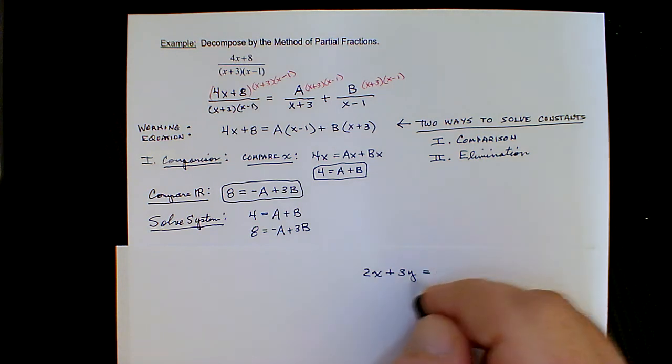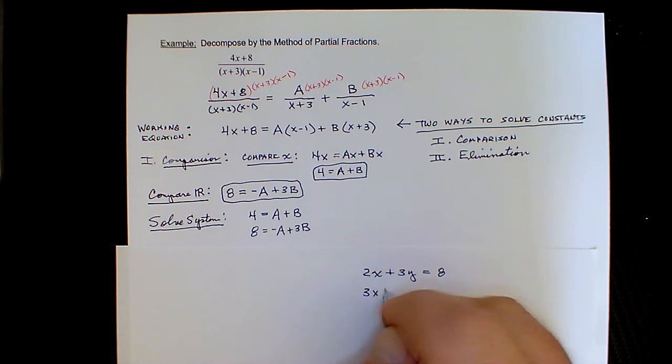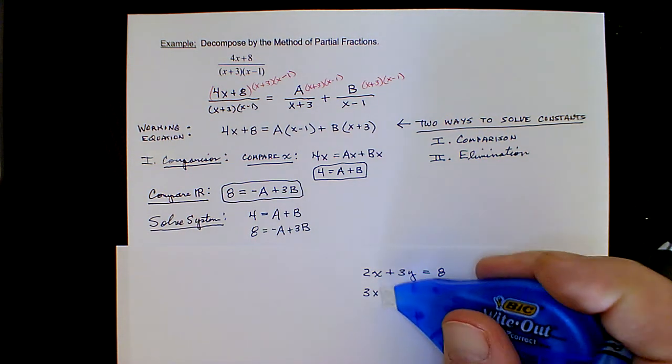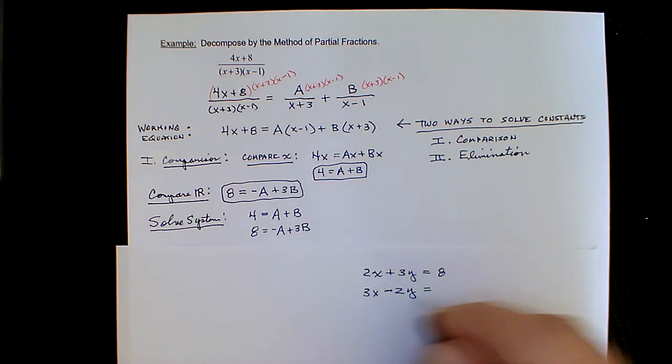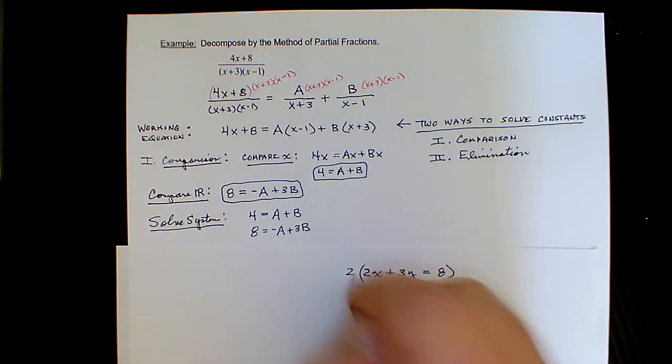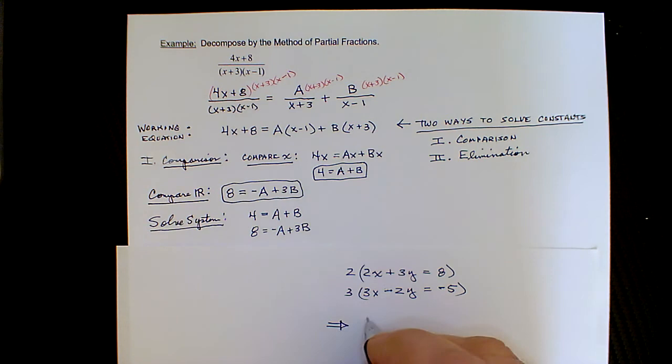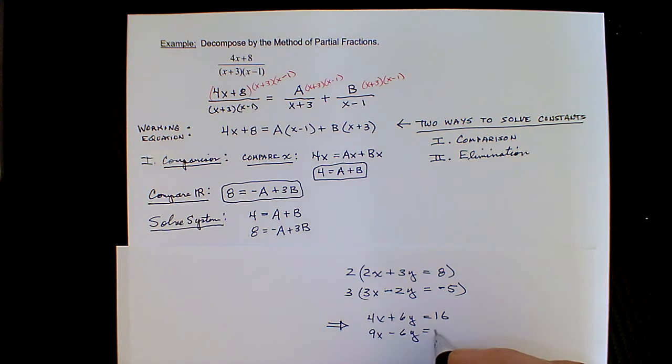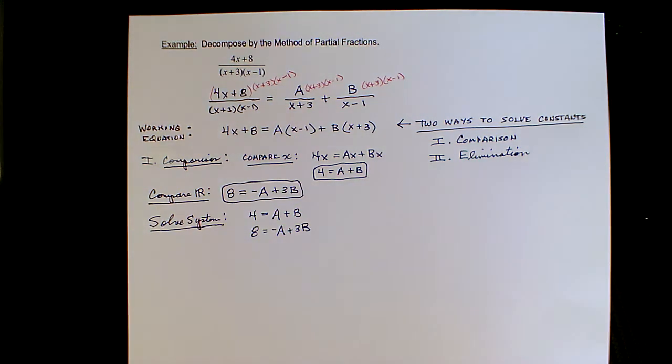Let's say I had 2x plus 3y equals 8, and 3x minus 2y equals negative 5. I'm not going to solve this system, but I just want to point out that using this method, what we do is we make the coefficients of one of the variables equal but opposite. So for example, if I multiply the top by 2 and the bottom by 3, then I get 4x plus 6y is 16, and 9x minus 6y is negative 15. And now I can add the two equations together, and the y's are eliminated, and then I can solve for x. So I just wanted to point that out as a general way to approach this.